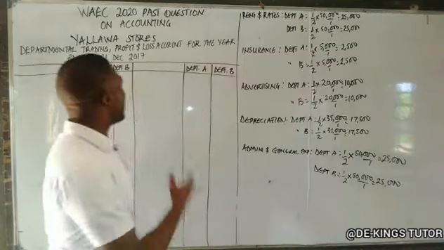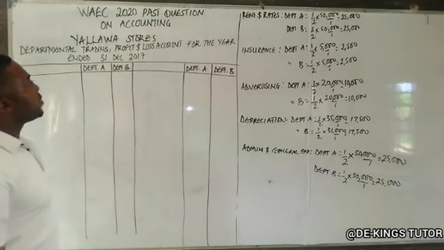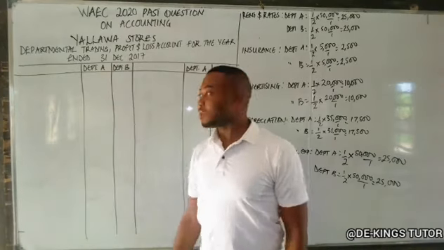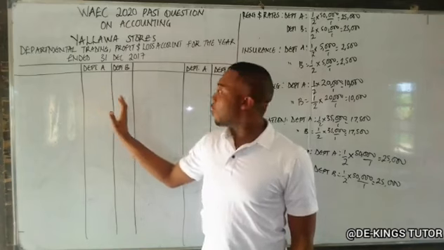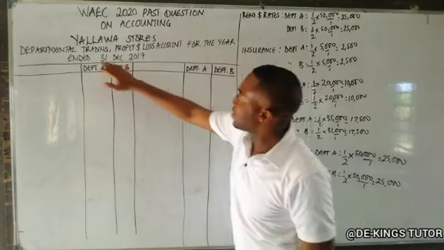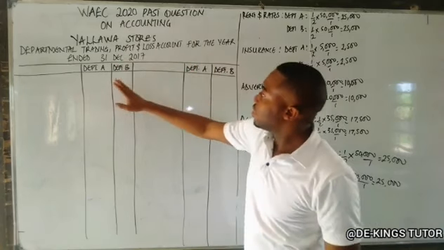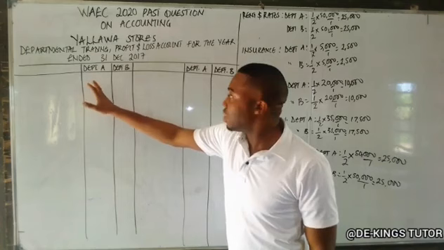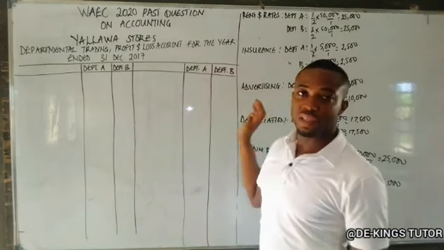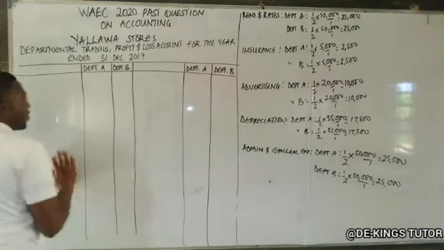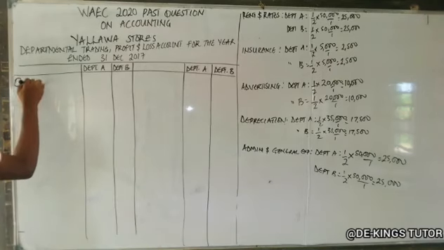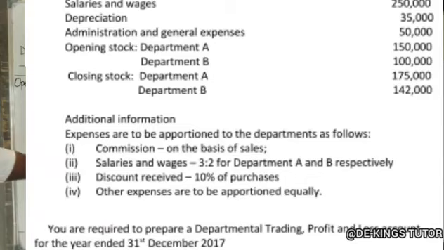Okay. Now let's prepare the departmental trading profit or loss account. I told you earlier on, it's the same thing as the normal trading profit or loss account, only that you have a column for each different department. So we have prepared the departmental trading profit or loss account for the year ended. We have those two departments taken from the question, departments A and B. This for debit, Department A and B, this for credit. And let's start. Remember in our trading profit and loss, what normally starts? Opening stock. So we are opening stock.